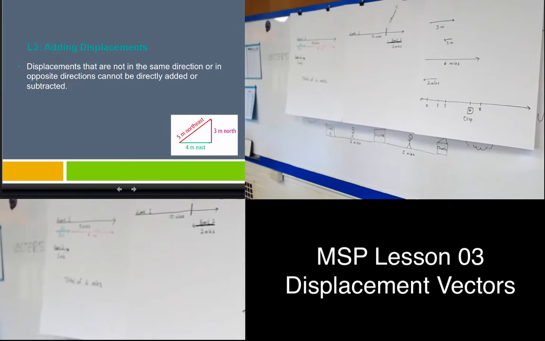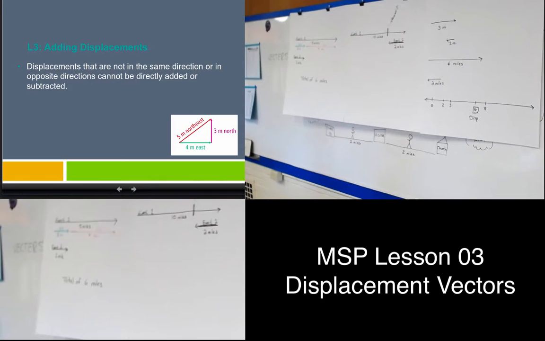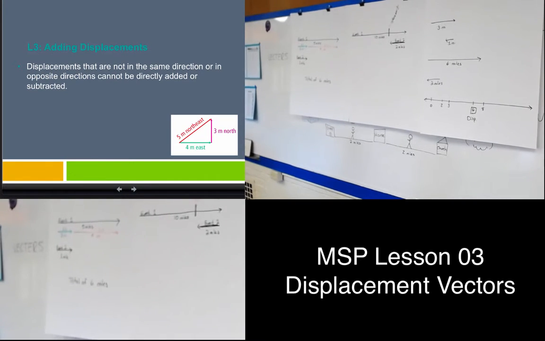Displacements that are not in the same direction or in opposite directions cannot be directly added or subtracted. So if they are not directly opposite each other or in the same direction, you end up with situations like this. I'll give you an example. Say I'm going to the store, but I cannot walk directly there, otherwise I'd have to go through a building. That would be a challenge, unless, of course, you're Mr. Incredible or the Juggernaut. So I have to go 4 meters east. It's a very small block. 4 meters east, 3 meters north. And then I can get to where I want to go.